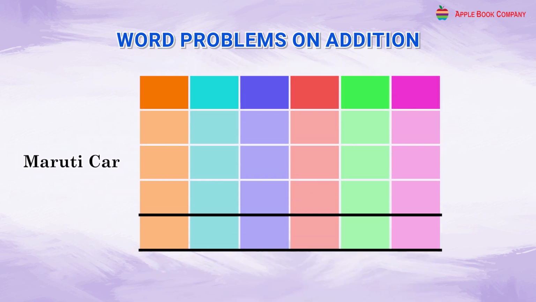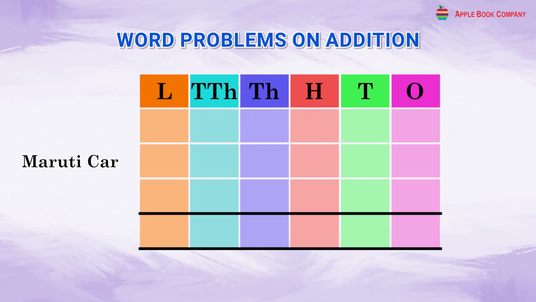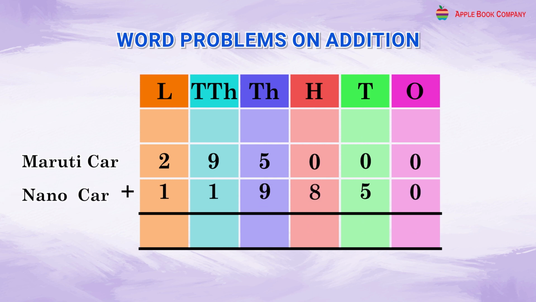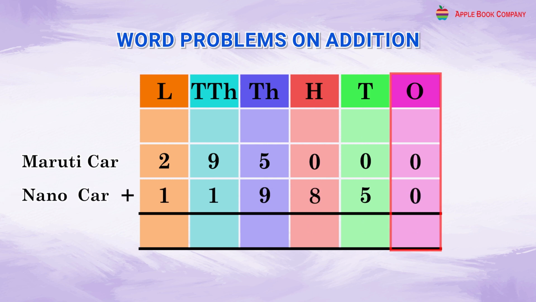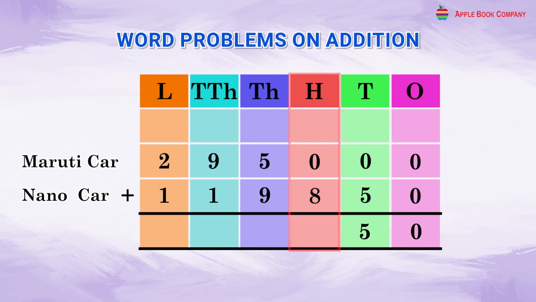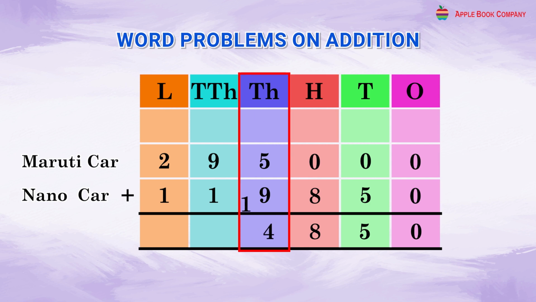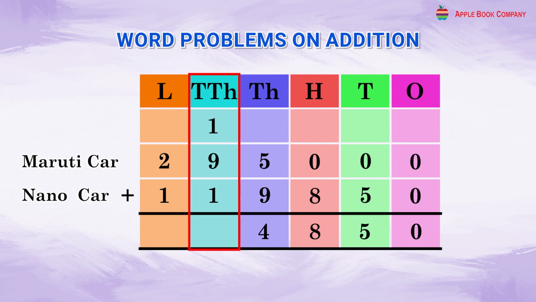The price of a Maruti car is... Let's arrange it in column form. Similarly, arrange the price of the Nano car in column form. Now start adding from ones. 0 plus 0 is 0. 0 plus 5 is 5. 0 plus 8 is 8. 5 plus 9 is 14. Carry 1 to the 10,000s place.